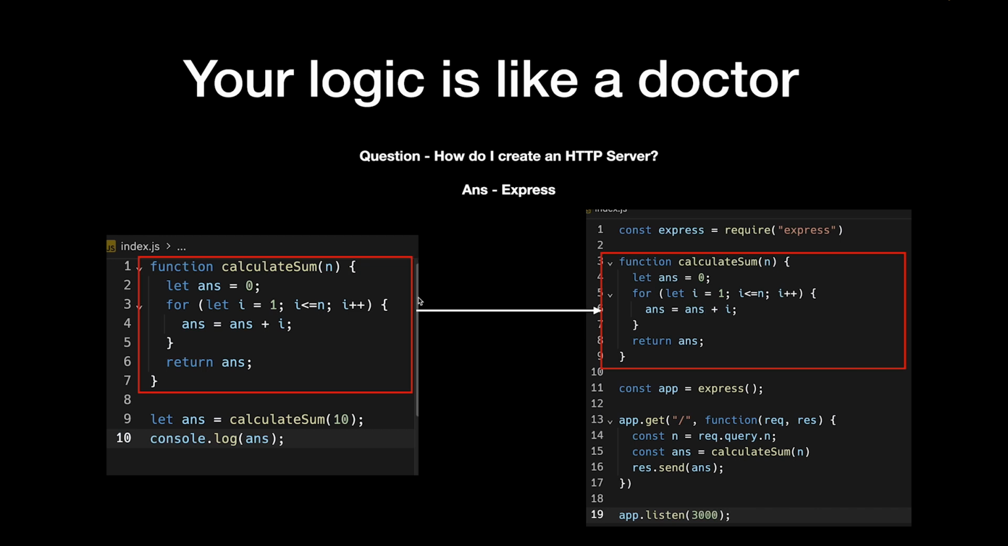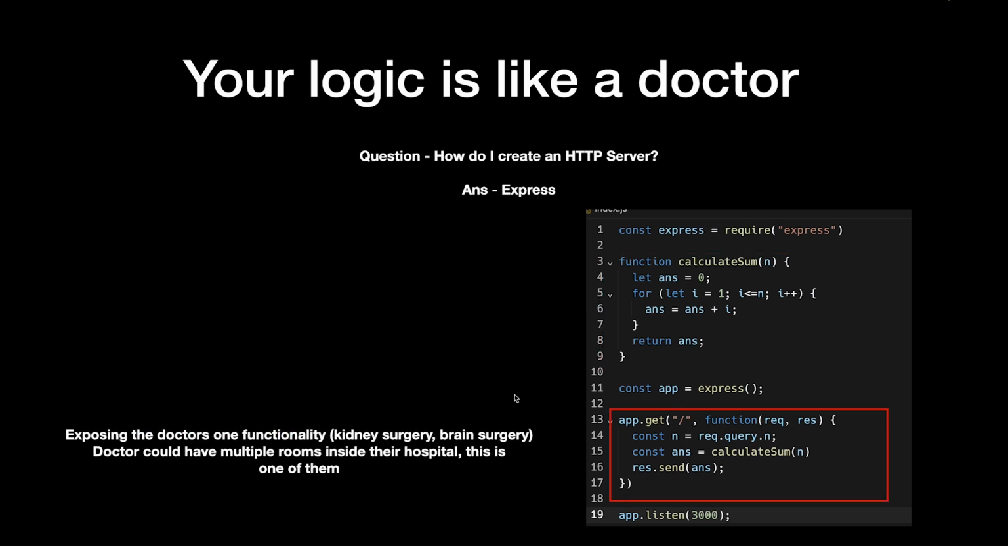Let's look at how. Again, this function is the same. The difference is how are we exposing it? Here we are simply calling it. Here we are exposing it to the world. Let's look at the code base below. I import it. I say const app equal to express. This is just the syntax of express.